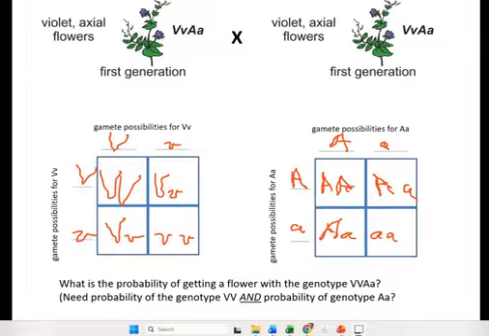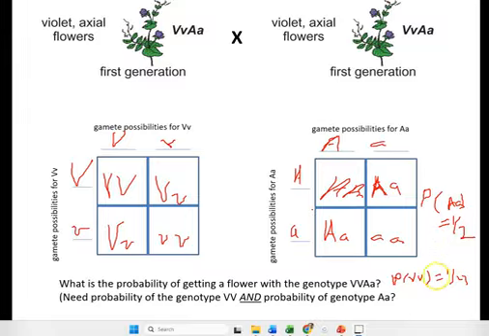We now have two traits, but we don't really care. We're doing them individually one at a time. So now I can look at this. What's the probability of getting a flower with the genotype VVAa? Well, I need VV and Aa. So what I'm looking for is the probability of big V, big V. I look over here, and the probability of big V, big V was 1/4, and I can see that from my Punnett square for the traits with the V's. Now, what's the probability for big A, little a? Well, I look at this Punnett square over here.